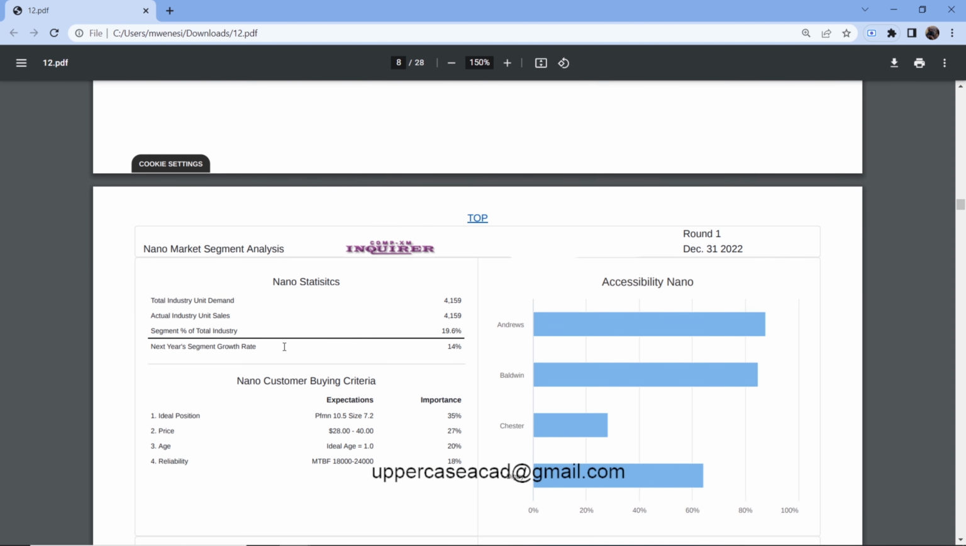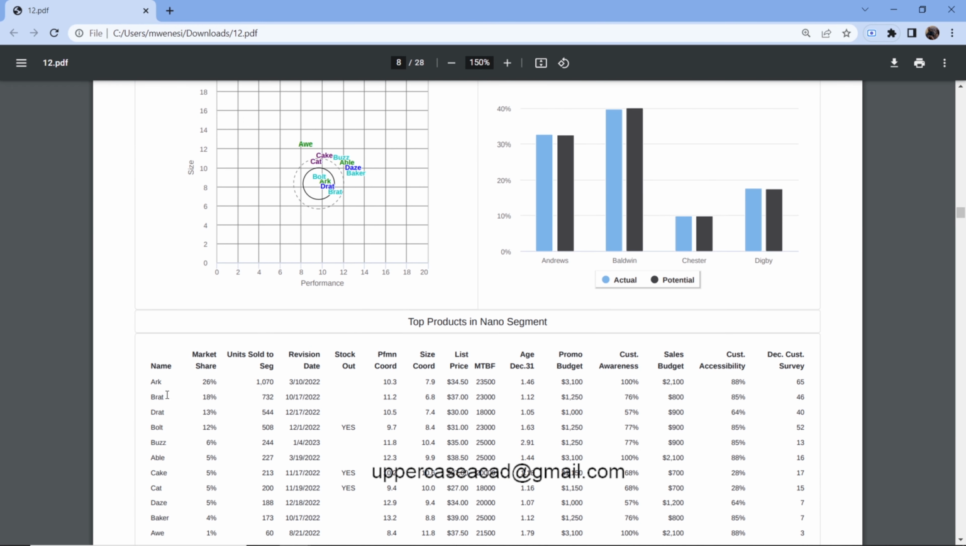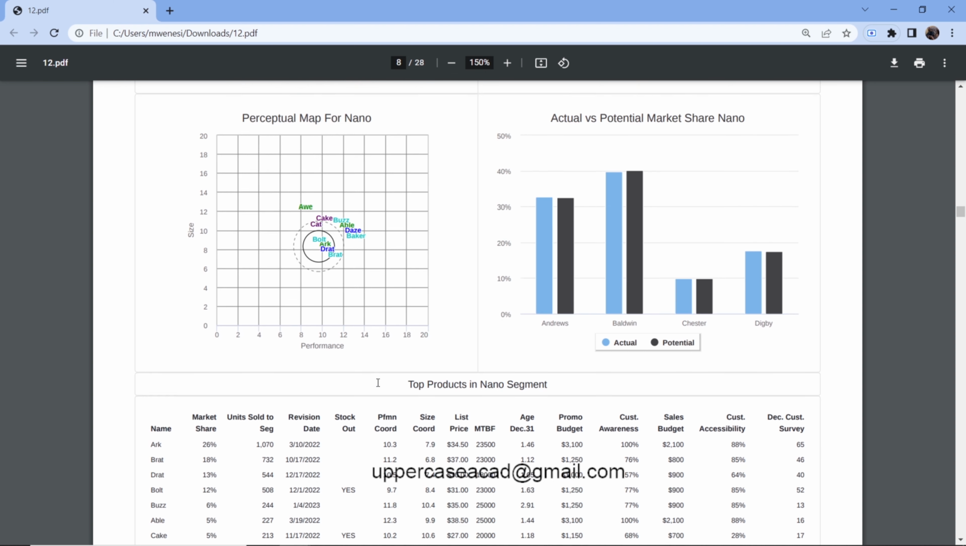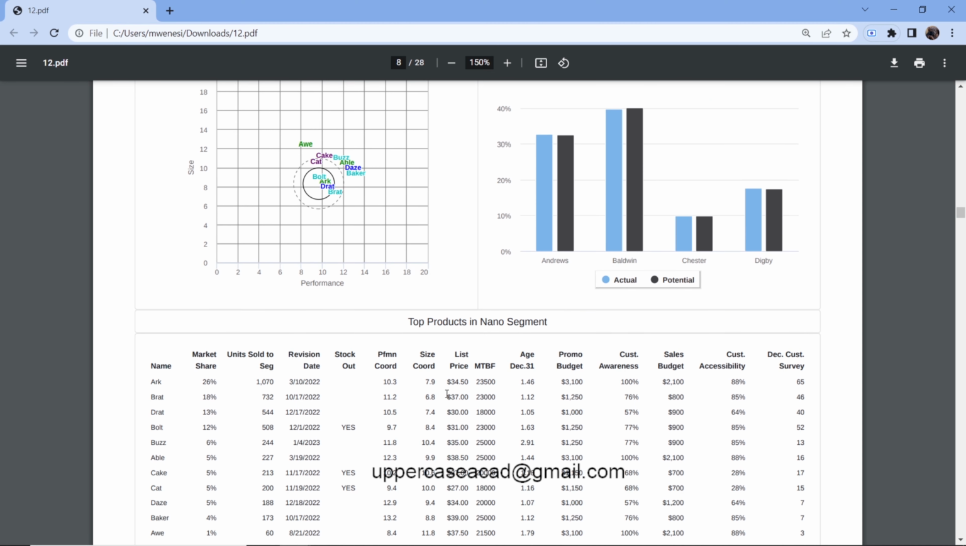With the Nano market segment, they did great. Although they didn't stock out with this Nano market, they had a market share of 26%, which was not bad. They redesigned their products. Again, in terms of pricing, they did well.